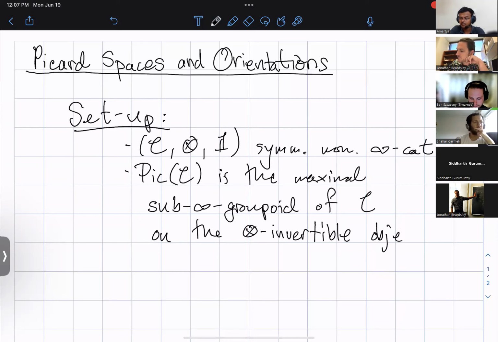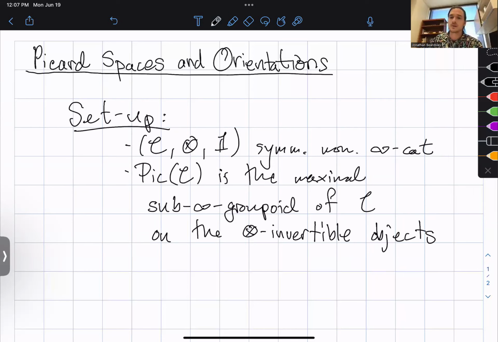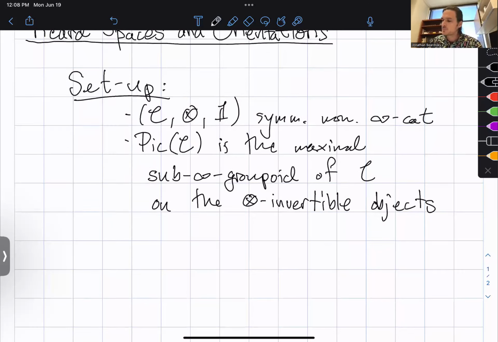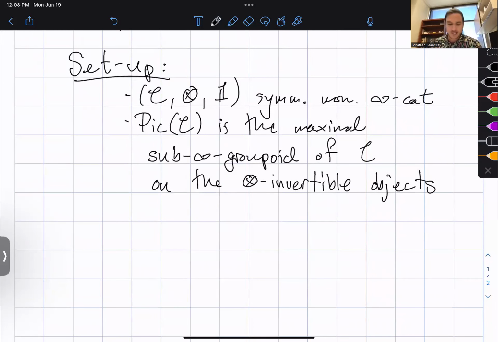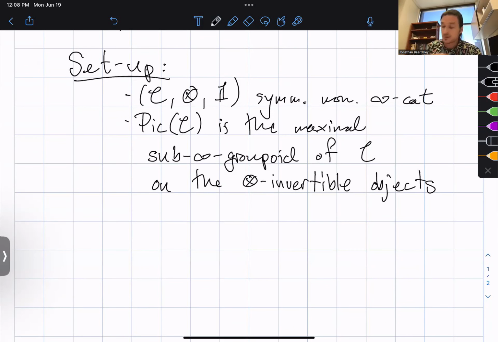objects. So now I've got this tensor product in C, and I can ask, given an object, is there some other object such that when you tensor them together, you get the monoidal unit back. So that's some infinity groupoid. In particular, I'm taking these objects and I'm only taking equivalences between them. And it's closed under the tensor product. If you tensor two invertible things together, then you still have an inverse.